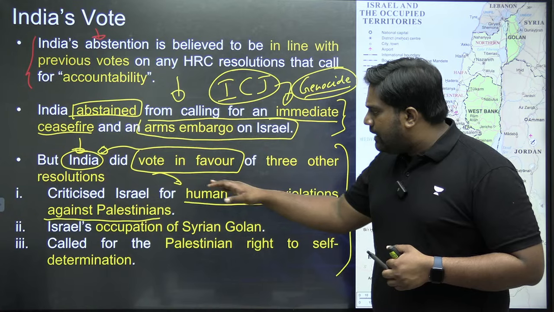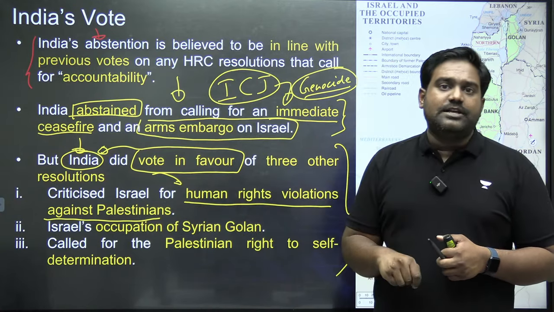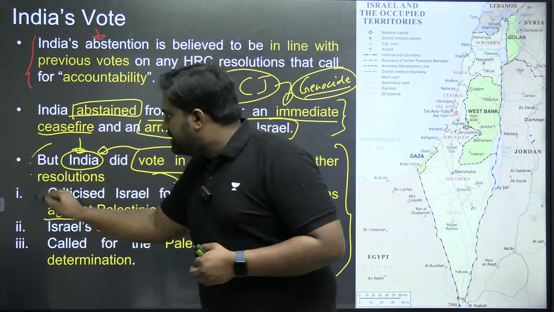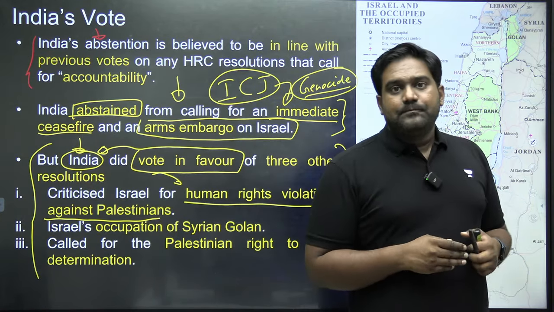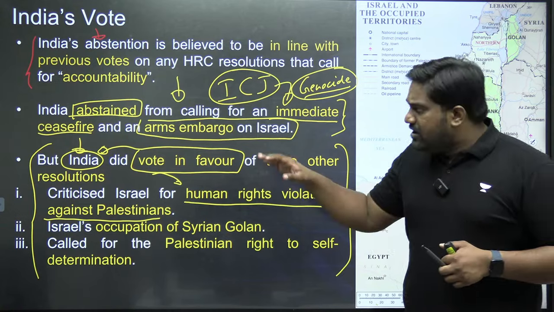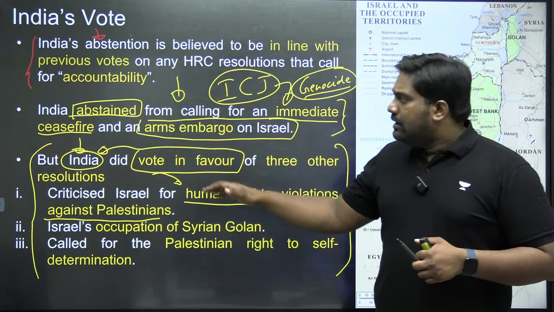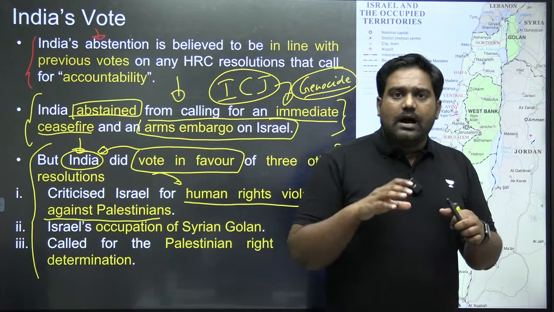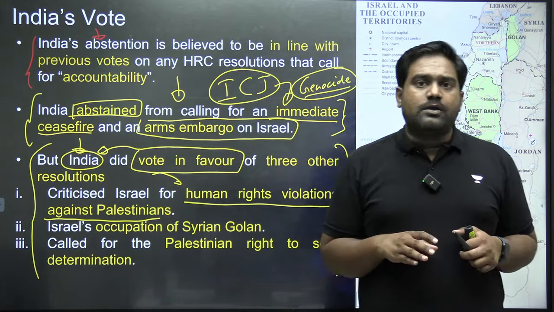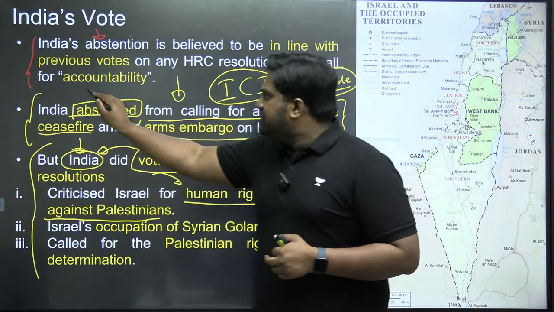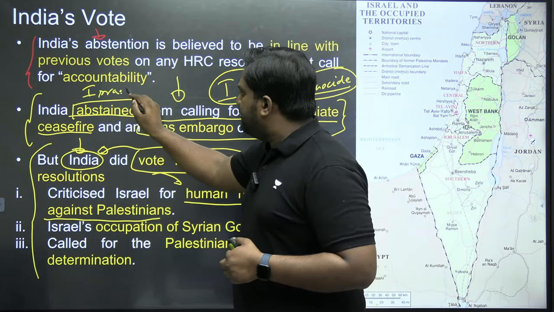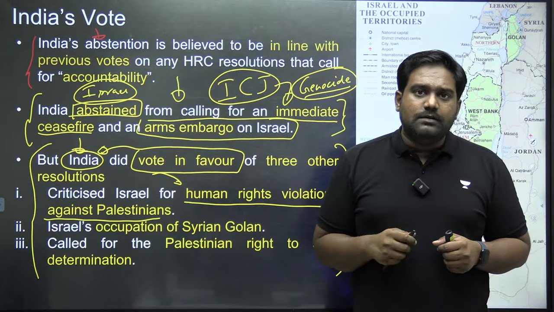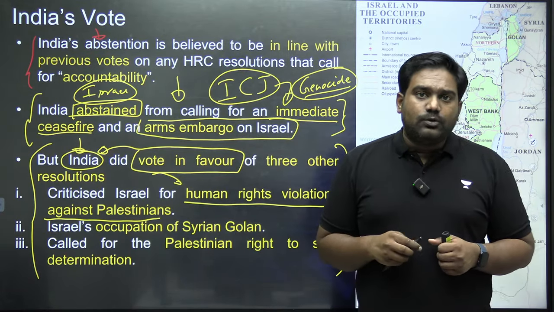The Modi government has chosen to vote in favor of the resolution brought up by Pakistan. We have voted against Israel, which happens to be a key strategic partner. So this is a very nuanced, balanced position of India. On one hand, we are abstaining from the vote with regard to the ceasefire and the arms embargo so that Israel can decide for itself whether to continue the war or to call for a ceasefire. We don't want to interfere with regard to that.